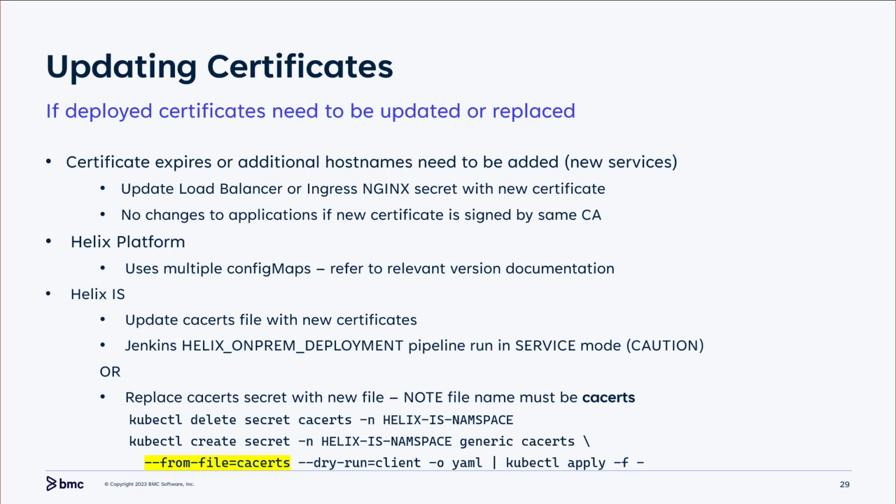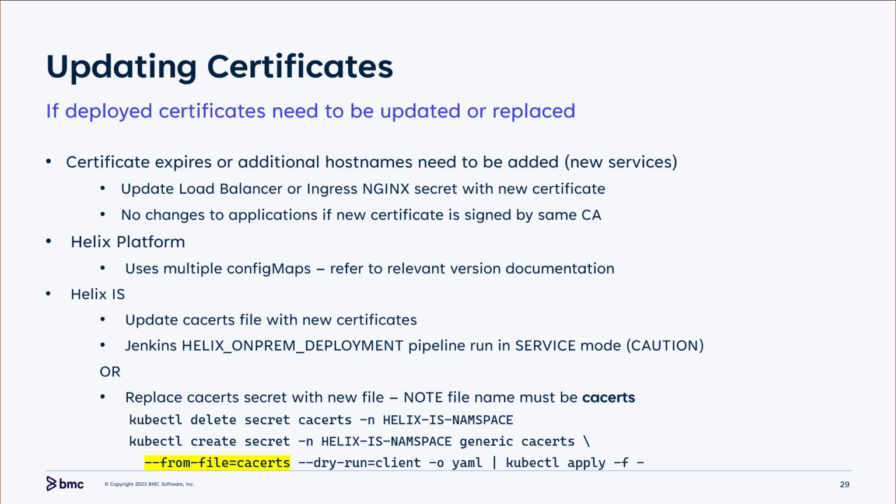On the IS side, you add the new certificates to the CA certs file, and you can either run the Helix on-prem deployment pipeline in service mode. The reason I say caution there is more than one customer has run into issues rerunning the pipeline because they accidentally change one of the other parameters that's in the pipeline. So an easier way to do that is, once you've created the new CA certs file with the certificates, once it's been updated, you can delete and recreate the secret in the namespace. And that's then job done.